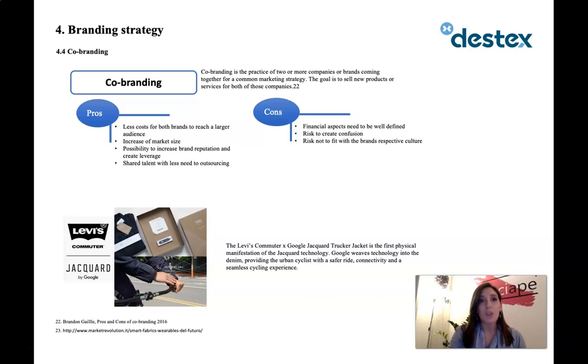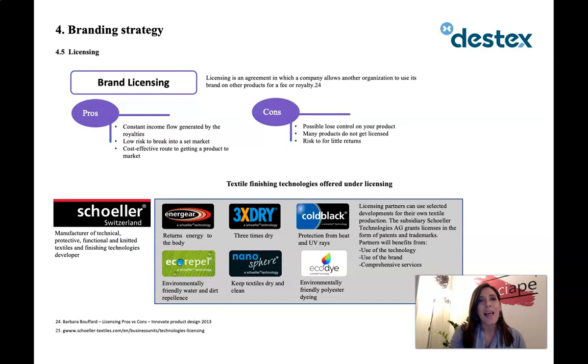Co-branding is the practice of two or more companies or brands coming together for a common marketing strategy. The goal is to sell new products or services for both of those companies. For instance, Levi's Commuter and Jaguar by Google gave birth to the tracker jacket, weaving Google technology into the denim and providing the urban cyclist with a safer ride thanks to the touch commands.